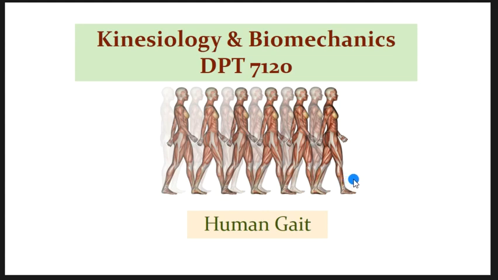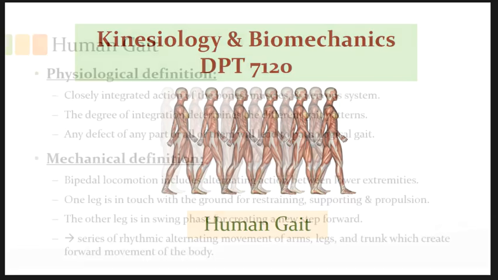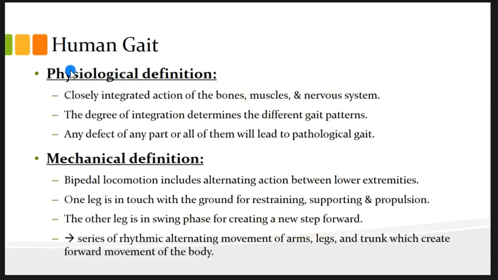But first, let's just talk about what gait is and what are the normal cycles and phases as it relates to the gait pattern. So there are really two types of definitions. There's this physiological definition to show what happens to the bones, the muscles, the nervous system, and how these are all integrated together. And if there's a deficit in here, how can that lead to some type of abnormal or pathological gait? And then there's the more mechanical or biomechanical definition associated with locomotion, these alternating movements, propulsion.